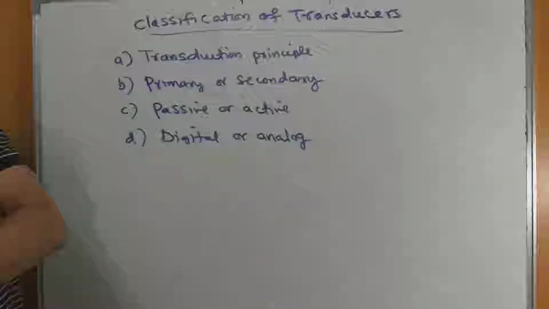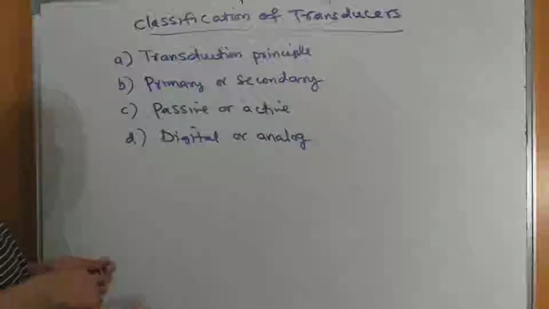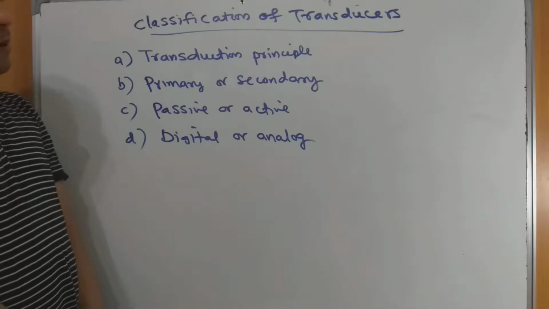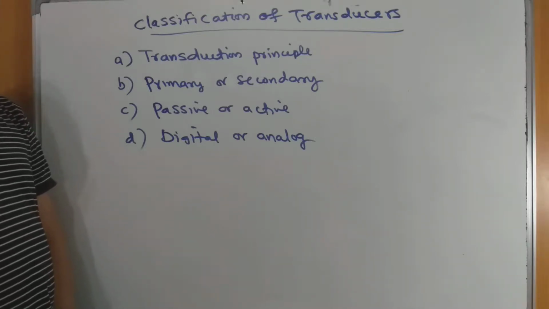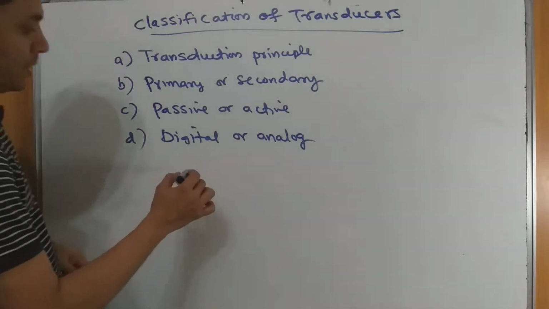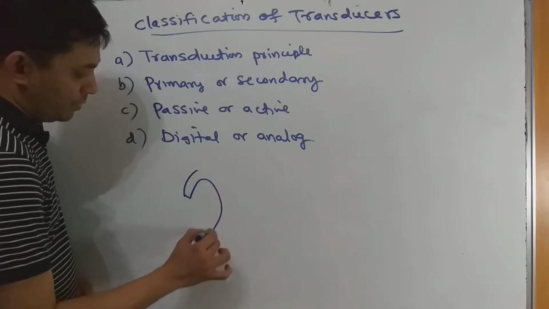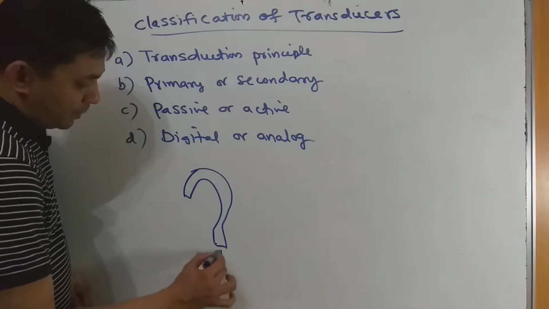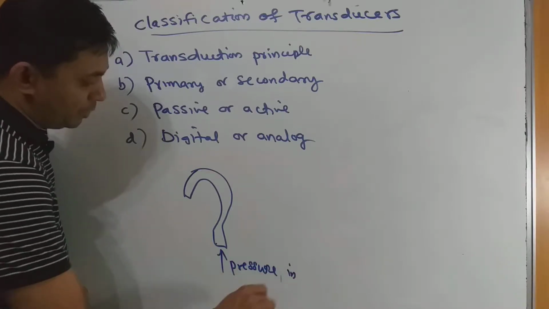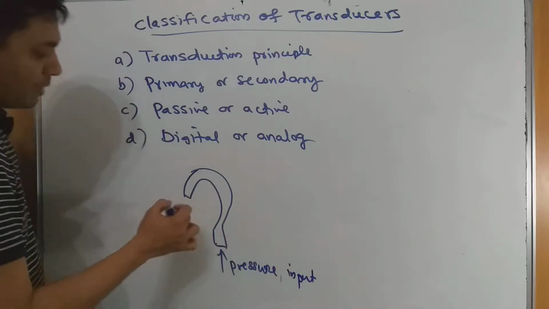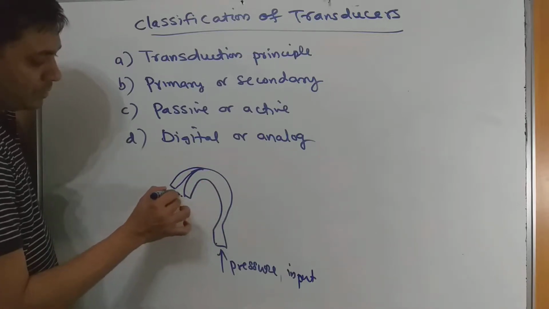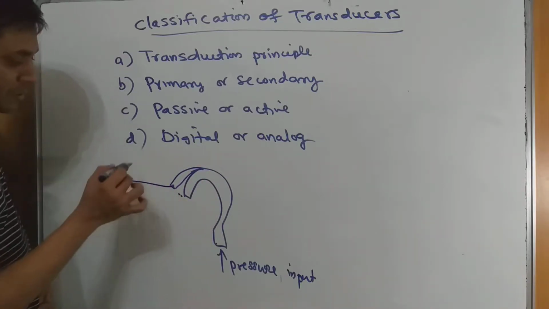The second one is primary and secondary transducers. In the case of primary transducers, they are capable of transforming a physical form of energy into another form, which may not be the electrical form. For example, suppose we look at a Bourdon tube, and there is a pressure input. Because of the pressure, this Bourdon tube is going to stretch like this, and from this we can connect another device.